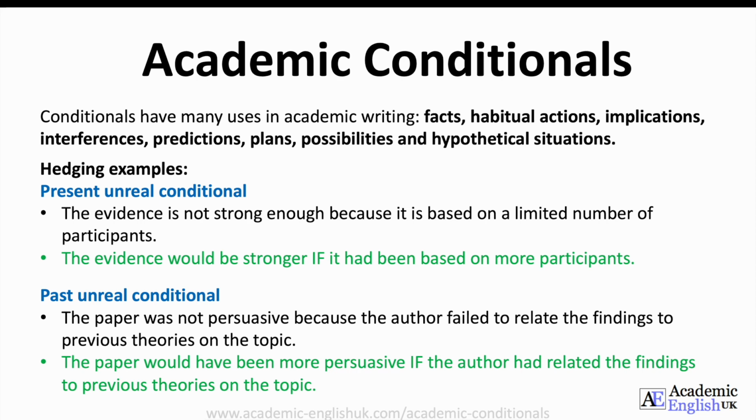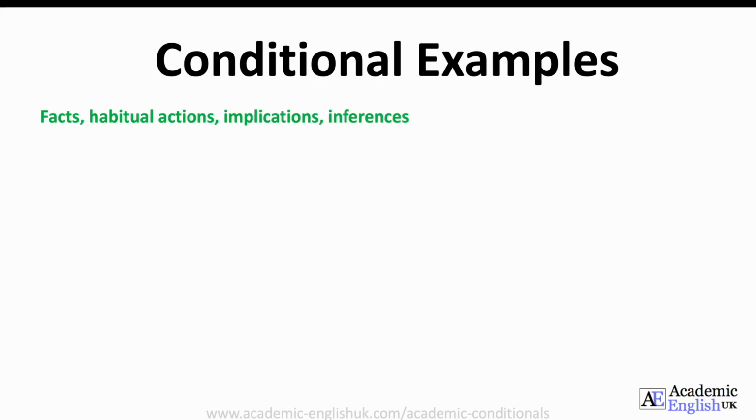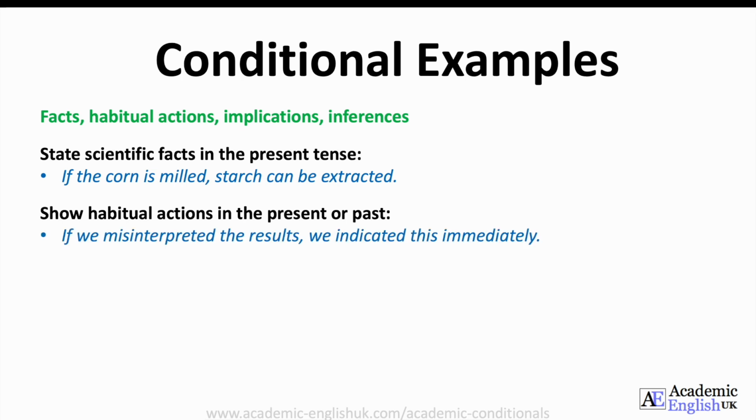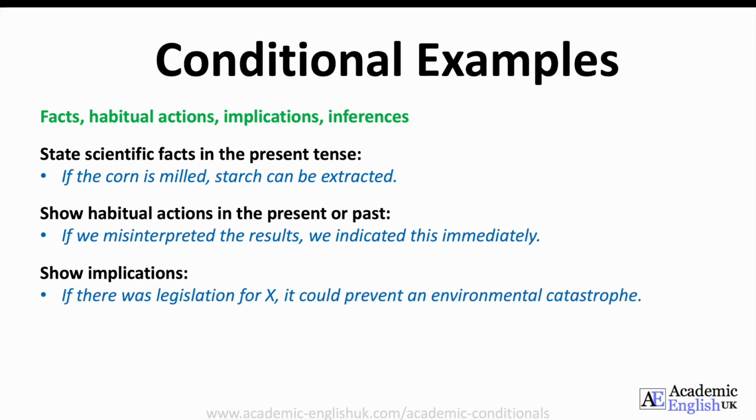So, let's see how academic conditionals are used in contexts. Here we have a range of different uses of conditionals in academic contexts. So the first one, state scientific facts in the present tense. If the corn is milled, starch can be extracted. Show habitual actions in the present or past. If we misinterpreted the results, we indicated this immediately. Show implications. If there was legislation for X, it could prevent an environmental catastrophe.